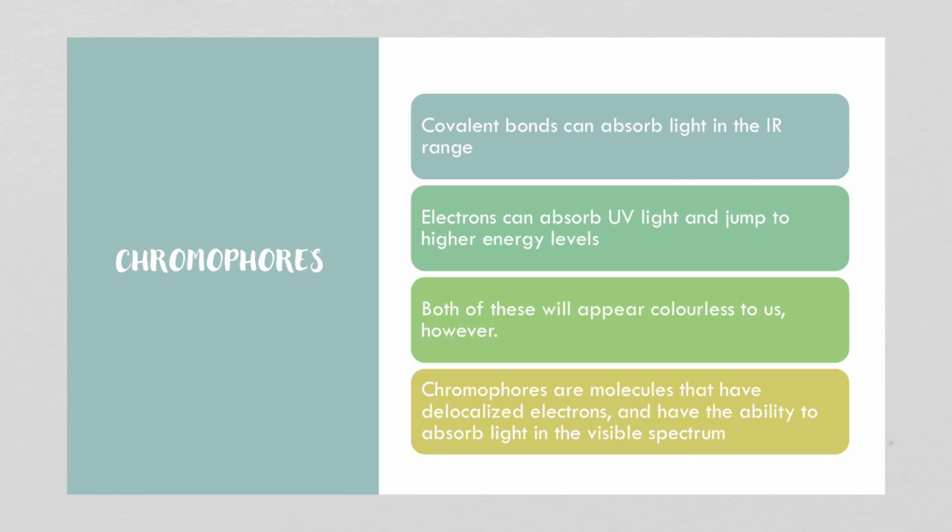Let's talk about the concept of chromophores. Covalent bonds can absorb light in the infrared spectrum, and electrons can absorb UV light and jump to higher energy levels, but we can't see either of those because we can't see in the infrared or UV spectrum. Chromophores are molecules that have delocalized electrons, and those are able to absorb light in the visible spectrum, and that's what gives color to our eye.